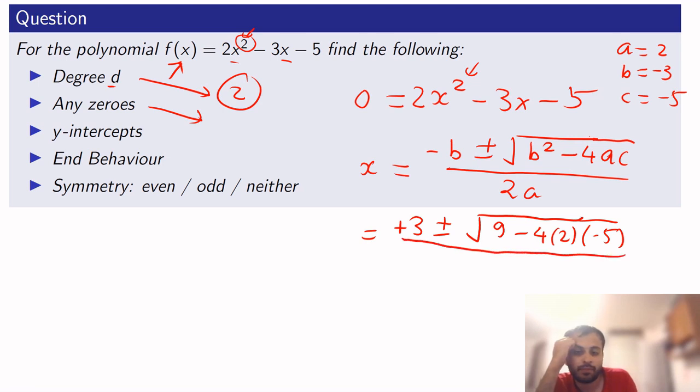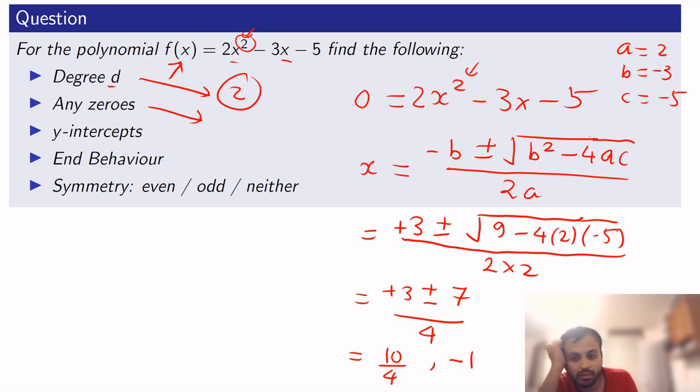Divided by 2 into 2. So this is again 3 plus minus. This is 40, this would be plus 40, 49. So the square root of 49 is 7. So square root of 49 is 7 divided by 4. If we take plus first, it would be 10 by 4. If we take minus, it's going to be minus 1. So these are the two zeros of the function.